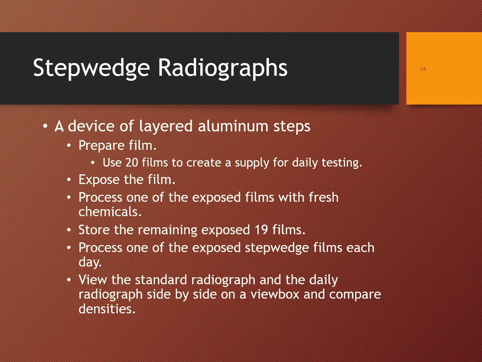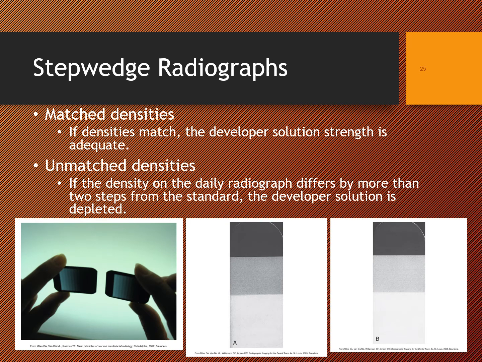So every day you want to take the new radiographs. So each day, if those densities match, then the developer solution is adequate. If they don't match, you can see here between A and B, see how B, the middle portion here, is lighter. You can see that the solution in B was either weaker or it was colder than the solution was when it was in A. And so we would have to determine which one is the one you want and then go from there.